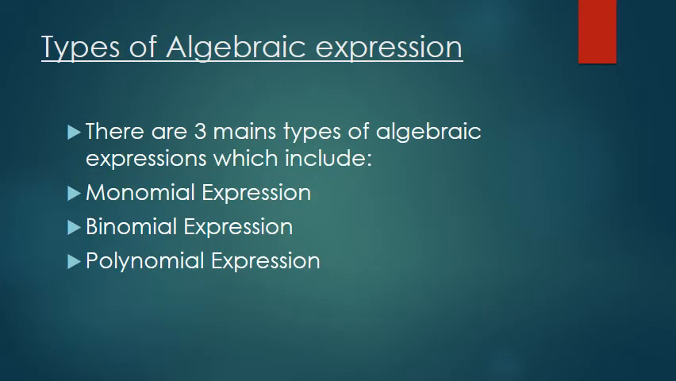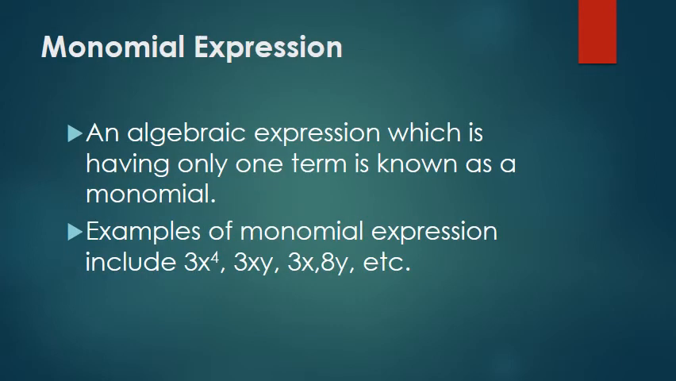Now, let us understand different types of algebraic expressions. There are basically three main types of algebraic expressions, which include monomial expression, binomial expression and polynomial expression. Monomial and binomial are also part of polynomial expressions. Now what are monomial expressions?